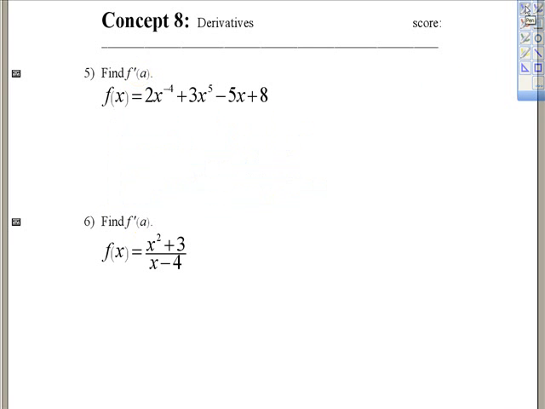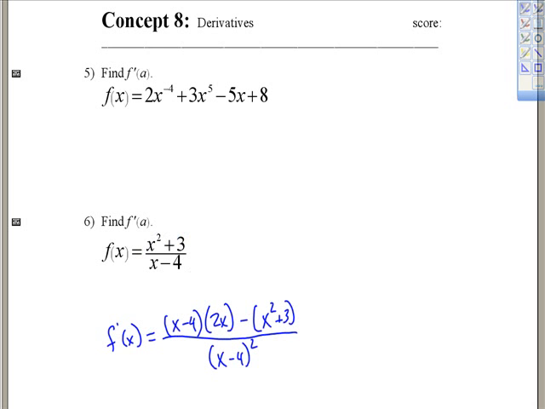All right, number 6. Number 6 is similar, except we have to use the product rule again. Thank you, quotient rule. We're going to square the denominator, keep the denominator, multiply by the derivative of the numerator, in this case 2x, minus, now keep the numerator, multiply by the derivative of the denominator, in this case 1. Let's clean that up a bit. In the numerator, 2x times x is 2x squared. 2x times negative 4 is negative 8x. Minus 1 times all that stuff is just x squared minus 3. All over the denominator squared.